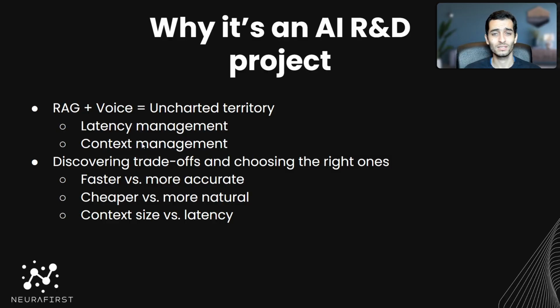The last reason why this is an AI research and development project is that whenever it's about building some technical stuff, we'll have trade-offs. This is something that comes up all the time. And basically we need to discover those trade-offs and choose the right ones. So maybe it will be about faster responses versus more accurate responses, right? Or cheaper versus more natural. Or having low latency versus low context size, right? So we need to choose which trade-off would be the best for this particular project.